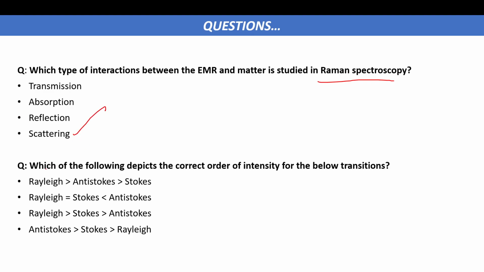The next question: which of the following depicts the correct order of intensity for the below transitions? Out of Rayleigh, anti-Stokes and Stokes, which will have higher intensity, we already discussed just now. Anyone?